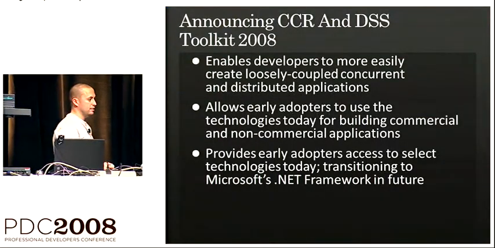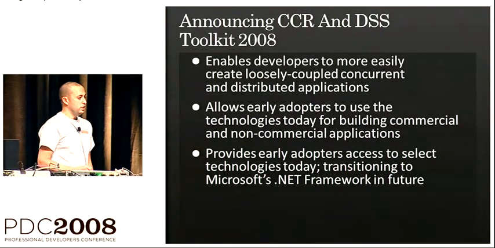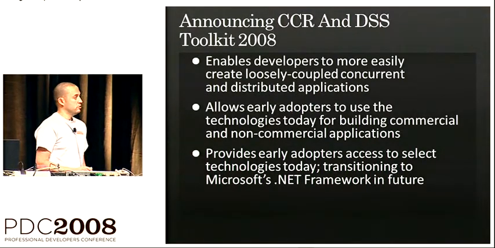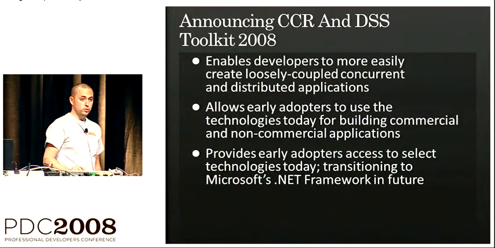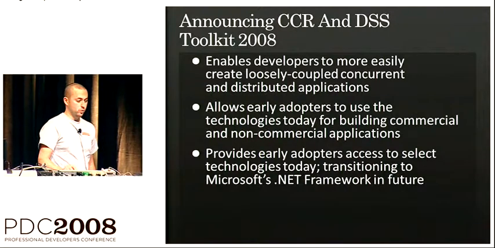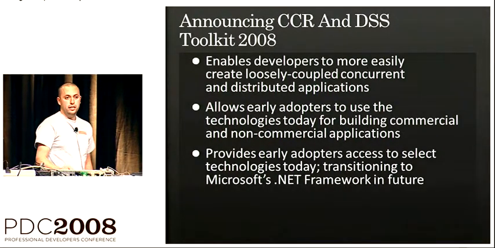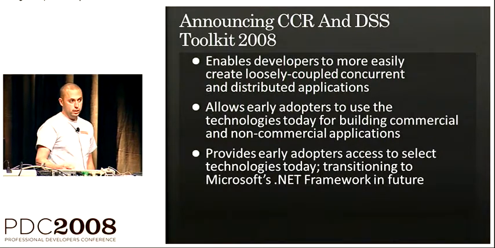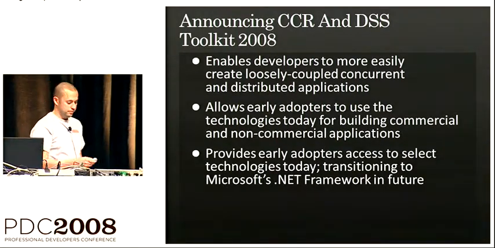So we're announcing the CCR and DSS toolkit. This enables developers to easily create loosely coupled, concurrent, and distributed applications. It allows early adopters to use these technologies today to build commercial and non-commercial applications. And basically, you get access to technology that one day will be integrated in .NET, and you should expect some churn when that happens. But this same programming model, we're working with the developer division to bring into the main framework.